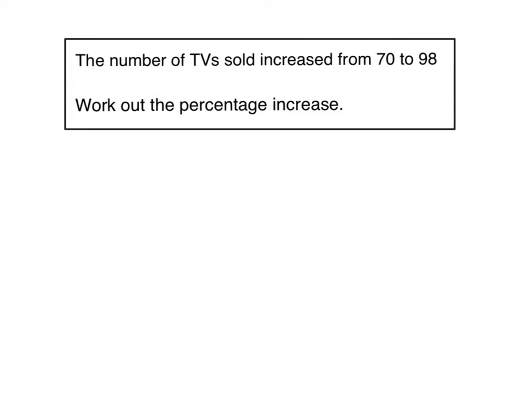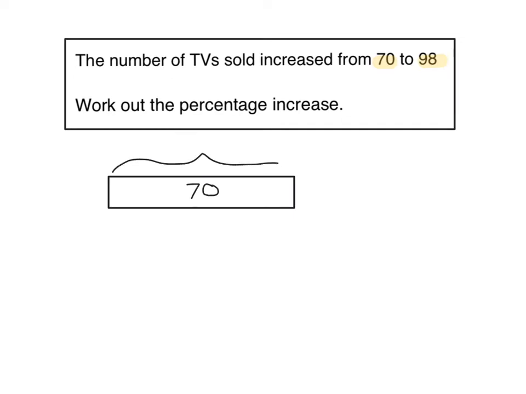The number of TVs sold increased from 70 to 98. Work out the percentage increase. So let's just demonstrate this using a bar. So we've gone from 70. Now this was what my starting amount was, so it's my 100%. And it's gone up to 98.